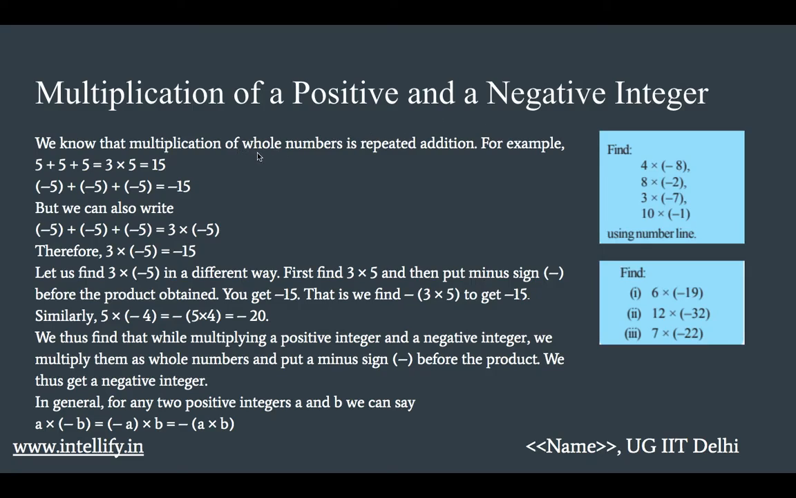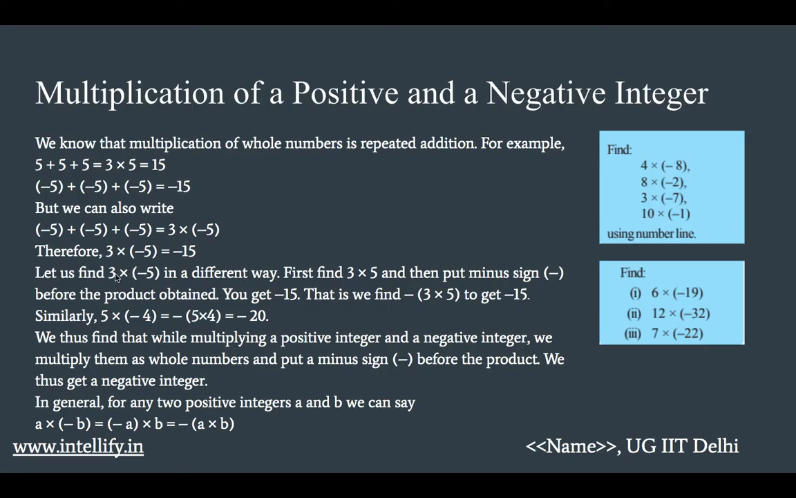We know that multiplication of whole numbers is repeated addition, nothing else. For example, 5 plus 5 plus 5 is 3 into 5, and that comes out to be 15. And minus 5 plus minus 5 plus minus 5 is negative 15, but we can also write 3 into negative 5, that comes out to be negative 15.